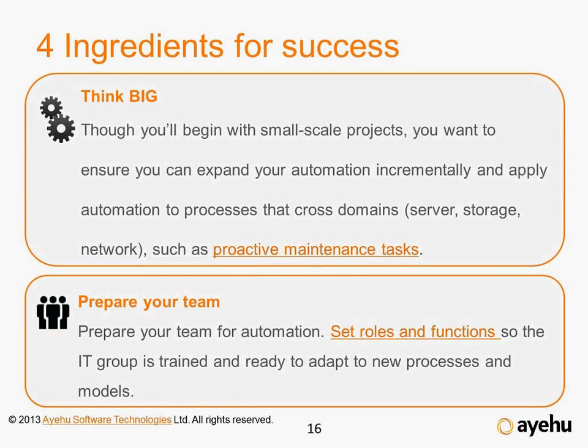Once that is in, then you should start thinking big. We started small. We went for the quick wins. Now we want to begin to expand automation incrementally and even across domains, and automate things across different server, storage, and network domains, and begin to become more proactive with our maintenance tasks. And finally, prepare your team. Assign roles and functions and get everybody on board and adapt to a new paradigm to remediate problems so the organization is more responsive and more efficient.